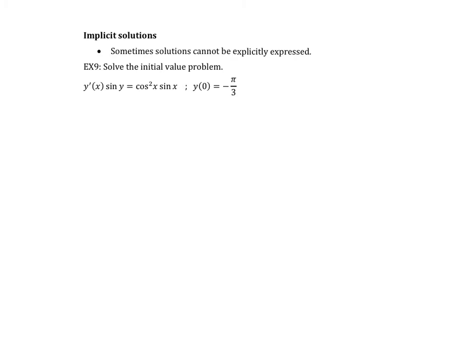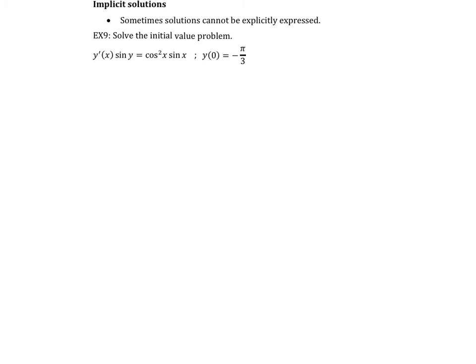Example 9, we want to solve the initial value problem. y prime of x times sine of y is equal to cosine squared of x times sine of x. And we have some initial conditions here too. So first of all, this is already separated. I can just integrate both sides. On the left-hand side, the dy dx will cancel, and this simply becomes the integral of sine of y dy equal to the integral of cosine squared x times sine of x dx.